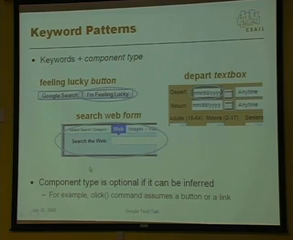We have a number of components, not just these kinds of form components, but also images and tables and rows and things like that. In many cases, the component type doesn't have to be included in the pattern because it can simply be inferred from the command that you're using. So if you're using click and you don't put a component type at the end of your pattern, the system is just going to assume that you want to find something that's clickable.